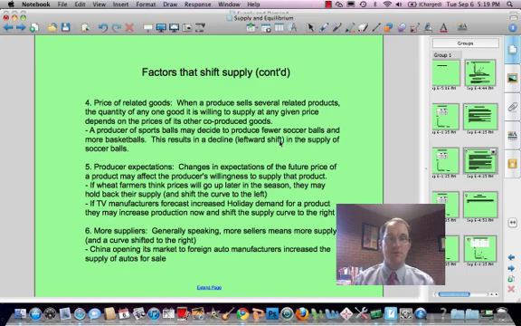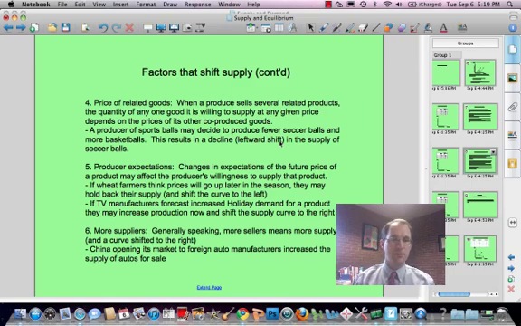Two examples. If wheat farmers think prices will go up later in the season, they may hold back their supply, literally not put their supply on the market. That's going to decrease supply, shift the curve to the left. If TV manufacturers forecast increased holiday demand for a product, if they think they can sell a lot more, they may increase production now in the summertime or early fall, thereby shifting that supply curve way to the right.